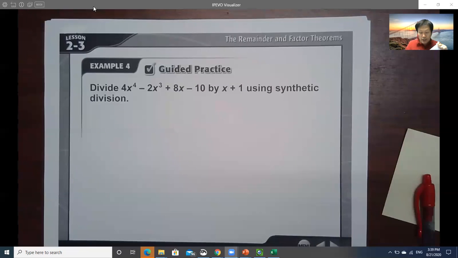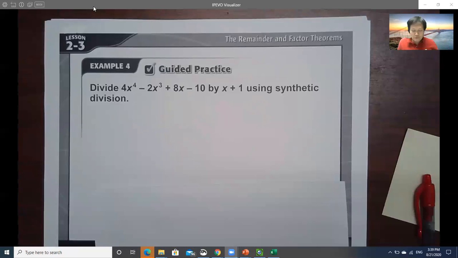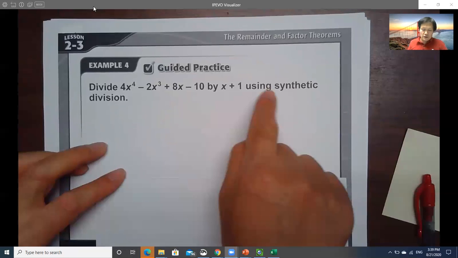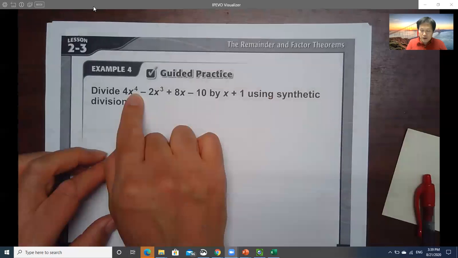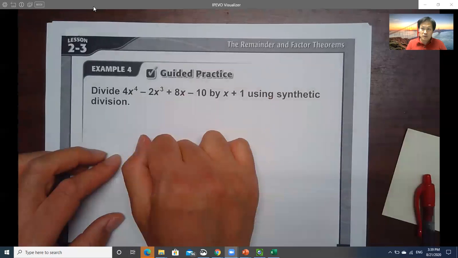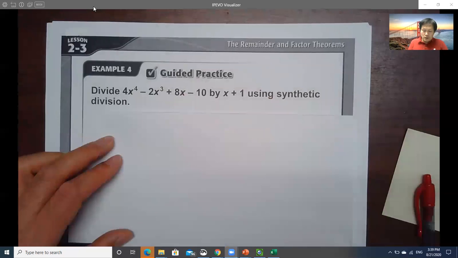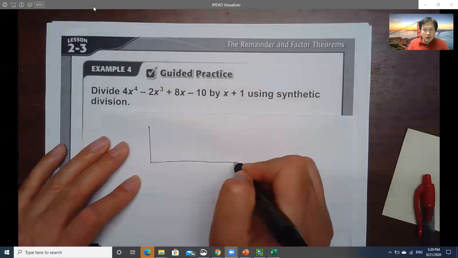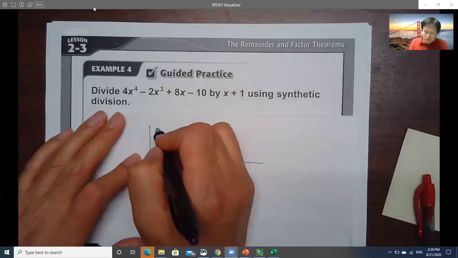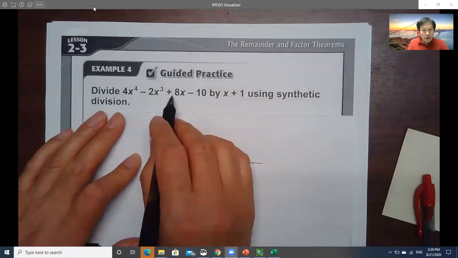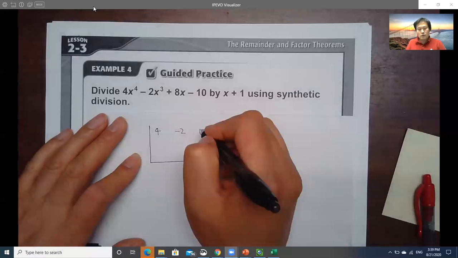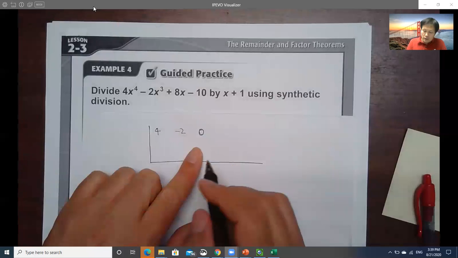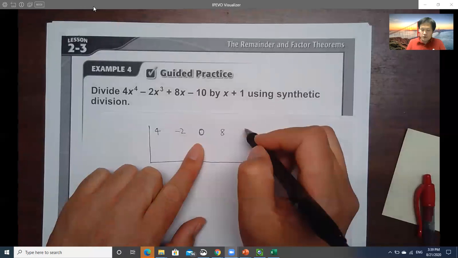So I can ask you to do this. It's a little difficult, so I'm going to just show it to you. Divide this by this using synthetic division. First thing you have to check is the power of x. Fourth power, third power, first power. Where's the second power? Missing. So be careful. You have to check the power first, and then 4 here, minus 2 here. Second power is missing. You have to fill it up with a 0. If you don't, you're going to make a mistake there. Then 8 here, minus 10 here.